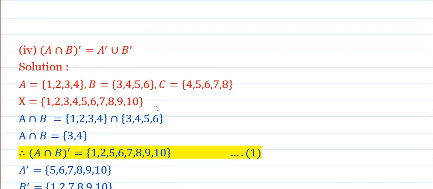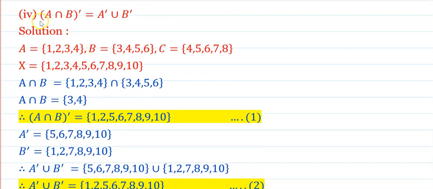Okay. Now the next question. A intersection B complement is equal to A complement union B complement. Here A is equal to {1, 2, 3, 4}, B is equal to {3, 4, 5, 6}, C is equal to {4, 5, 6, 7, 8}. And what about X? X is 1 to 10.